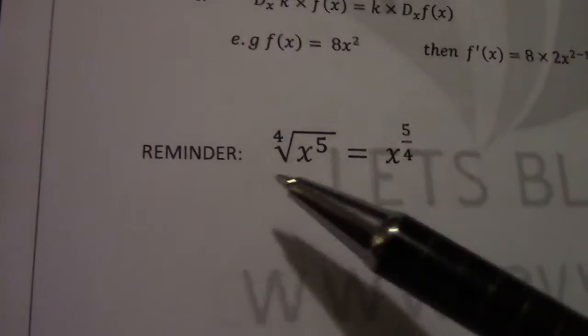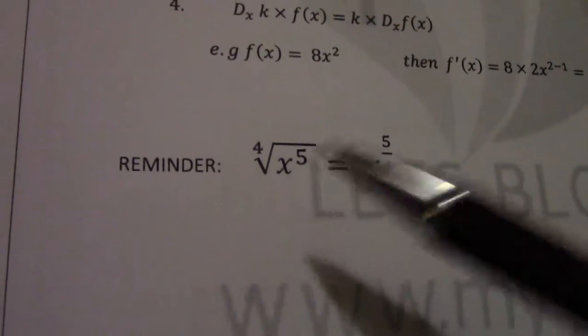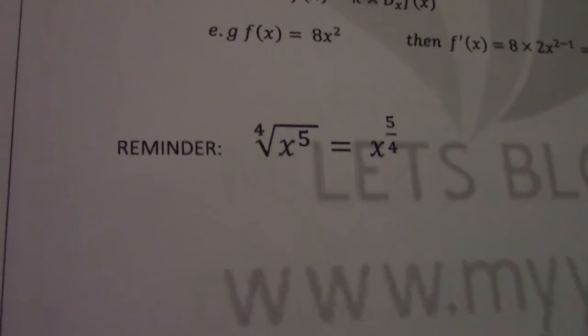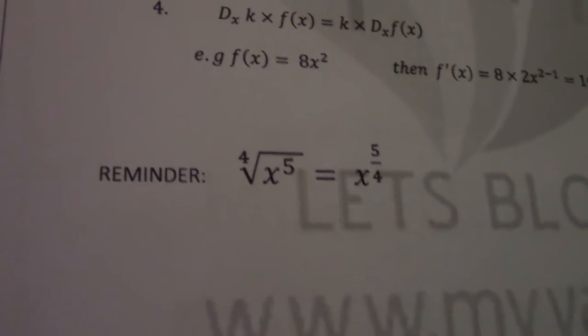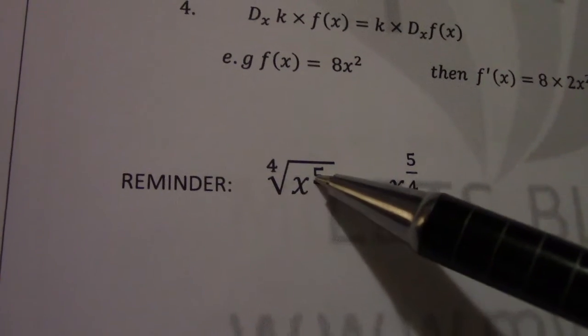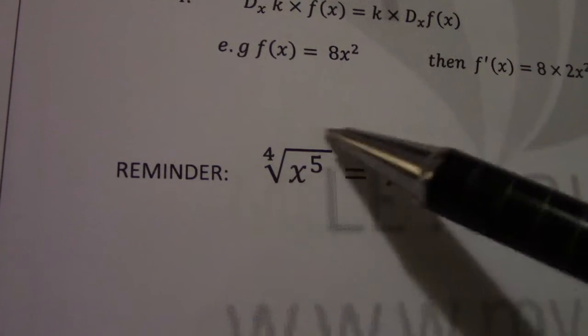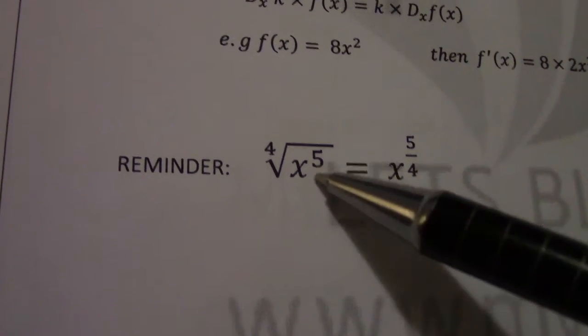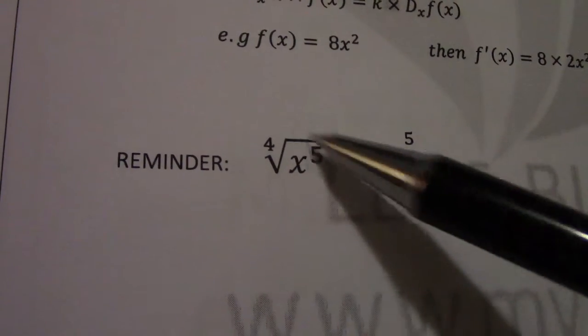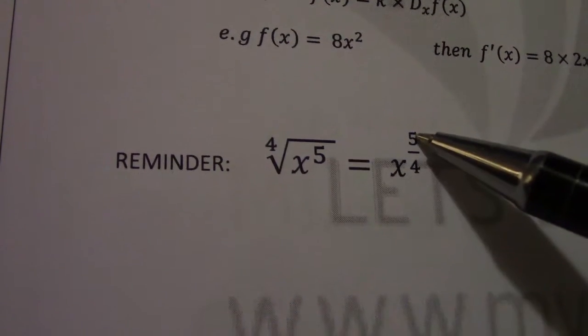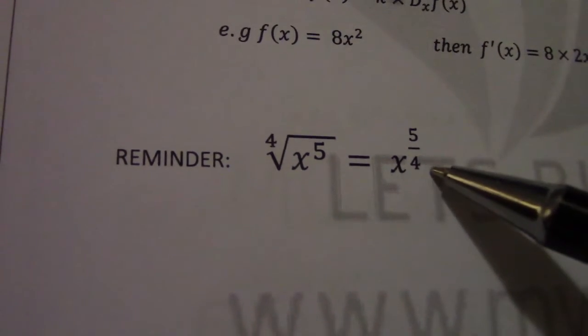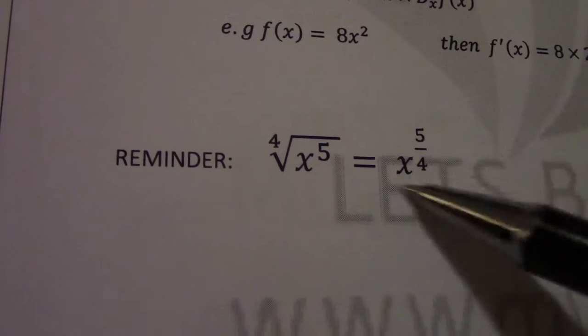Alright? And then, reminder, when we use rules of differentiation, there are a lot of surds. So this is just to remind you how to write a surd. If I have the fourth root of x to the power 5, and we write this as a fraction, the exponent inside would go on top, and the outside goes to the bottom. So this we will use a lot in our problems we get in exams.